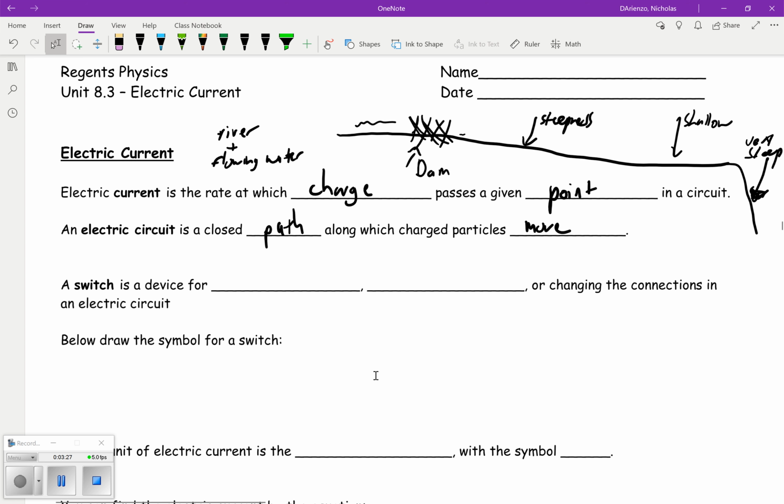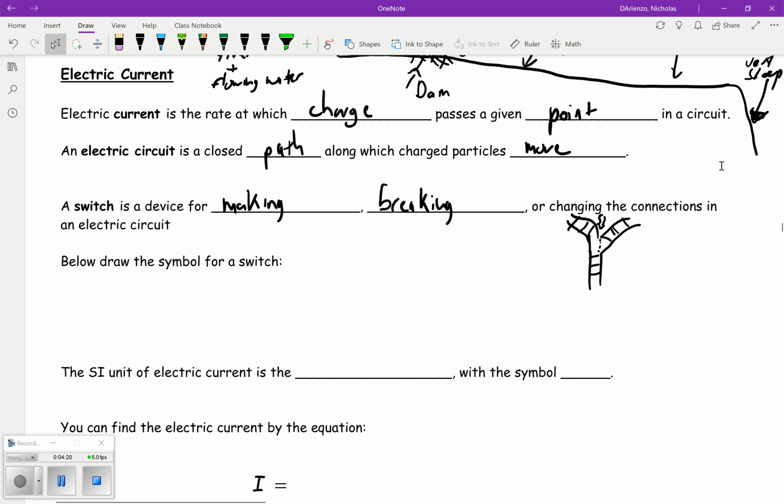Now a switch is a device that we can use for making, breaking, or changing connections in an electric circuit. Kind of like if you had a railroad track here, and I'm probably not going to be able to draw this very well. Surprise, surprise. A switch is going to allow you to go left or right. The switch is right there in the middle. It's going to allow us to make, break, or change connections in a circuit. It doesn't quite look like that.